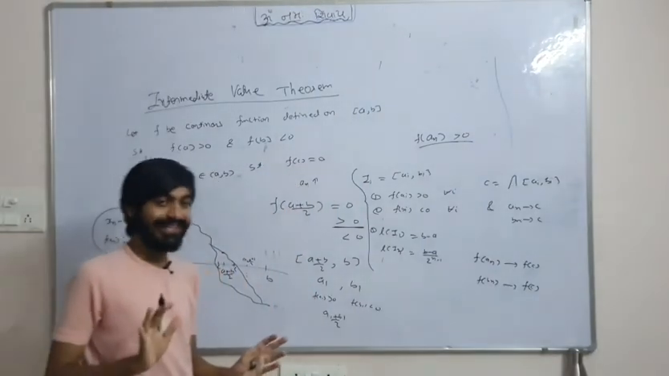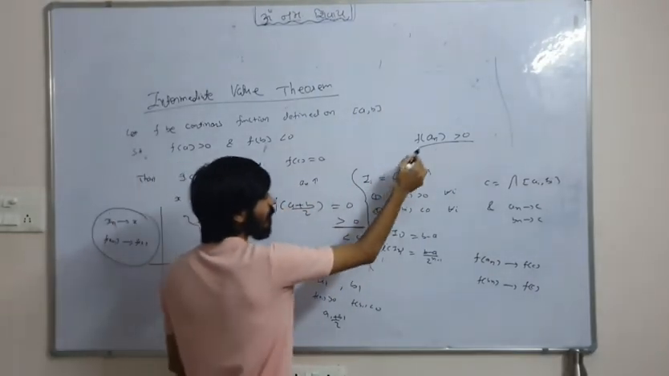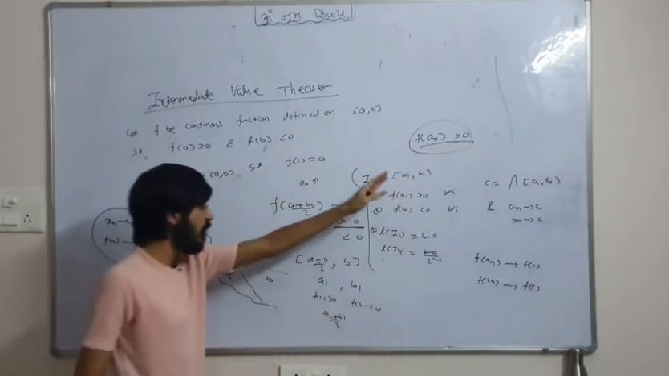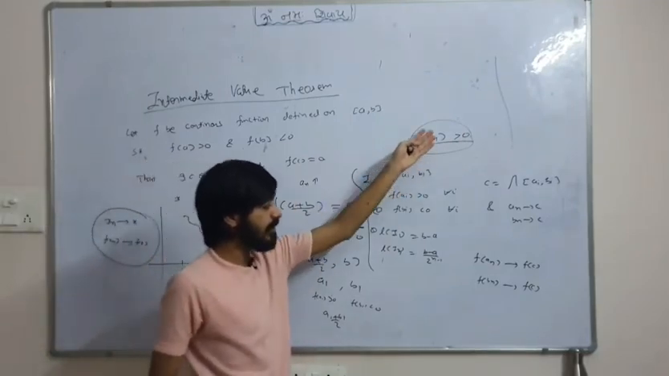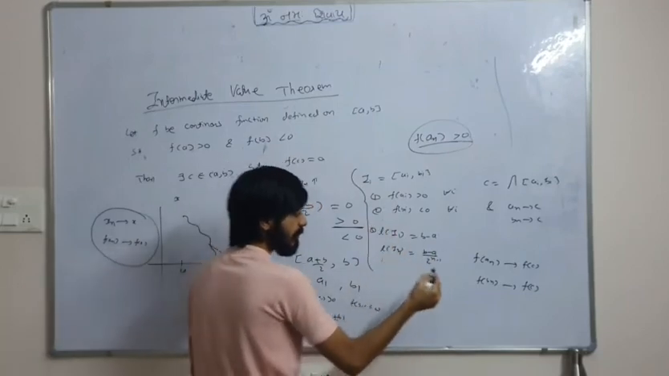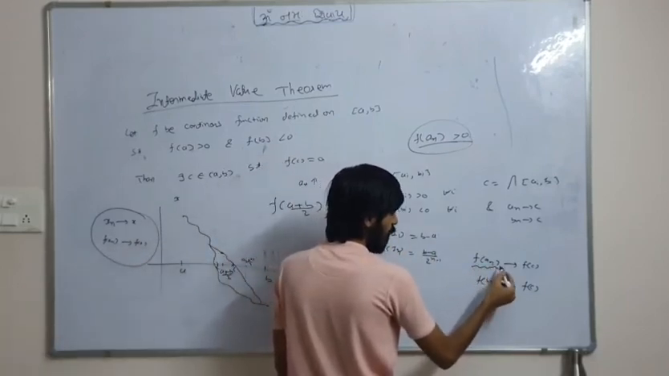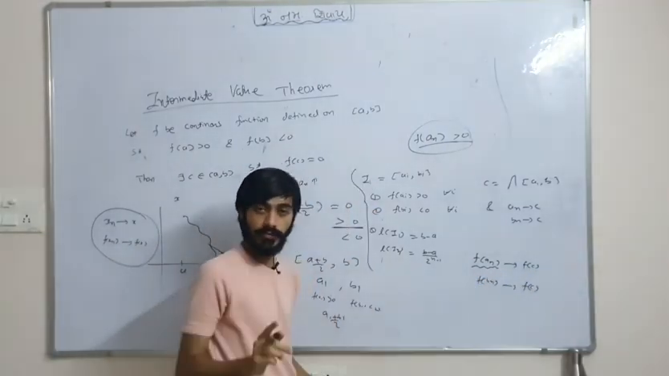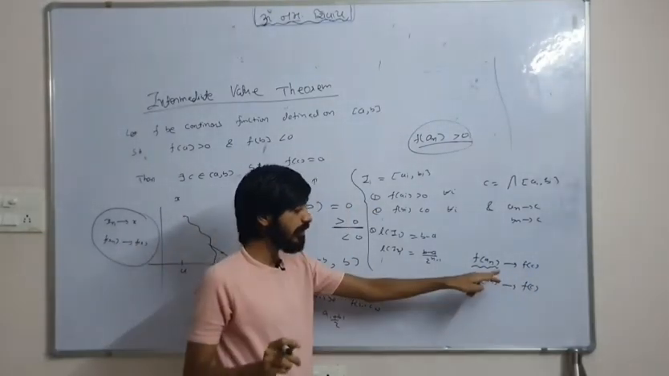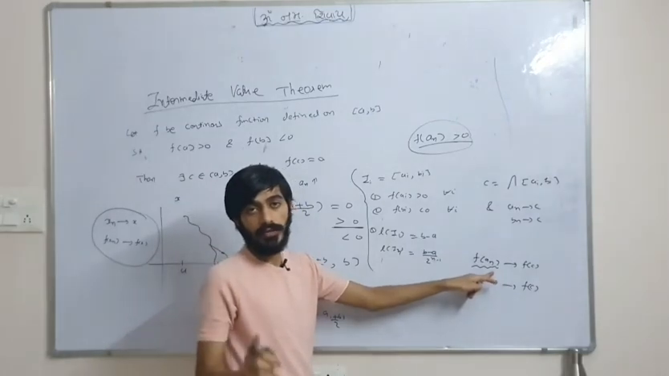Now see that f of a_n is positive. Why? Because of our construction, the way we constructed this nested interval, f of a_n is positive, and this is a sequence of real numbers which are positive, so it cannot converge to a negative real number.